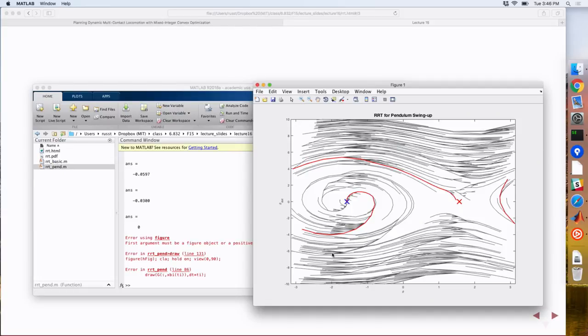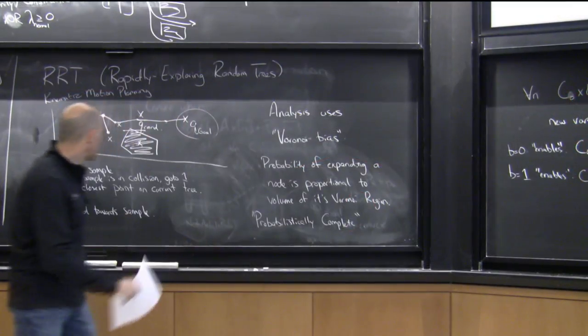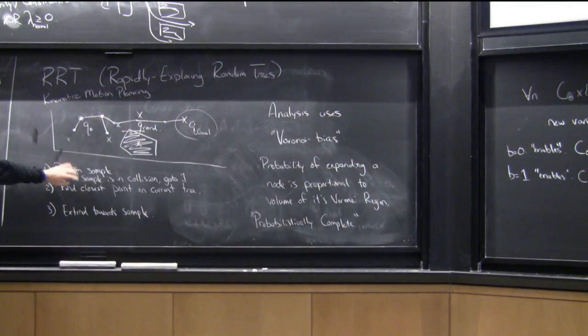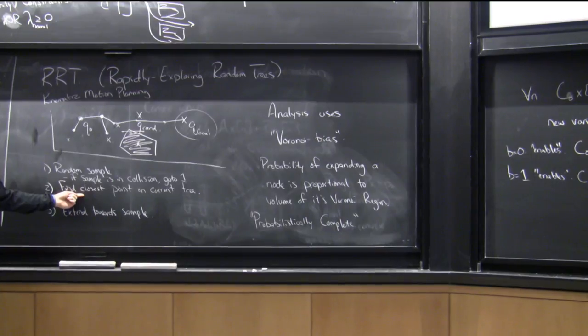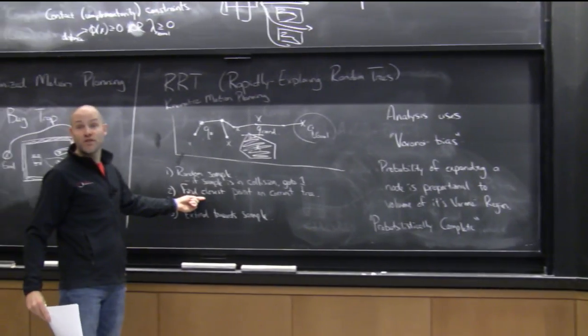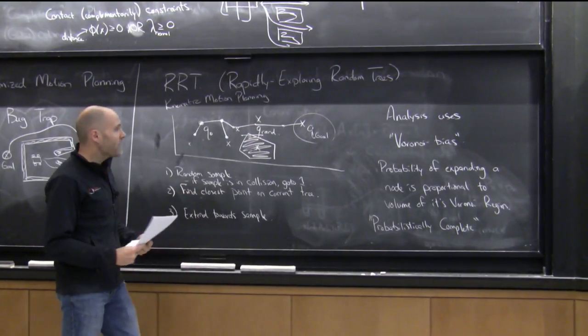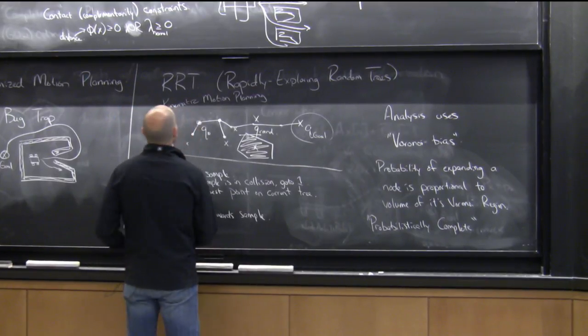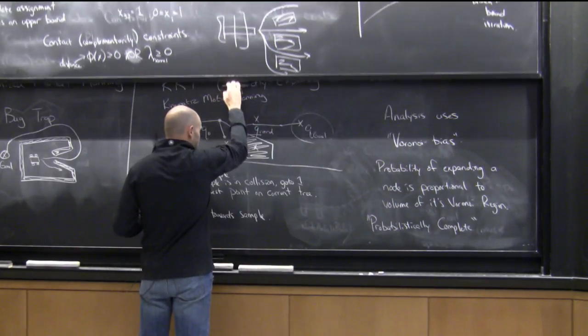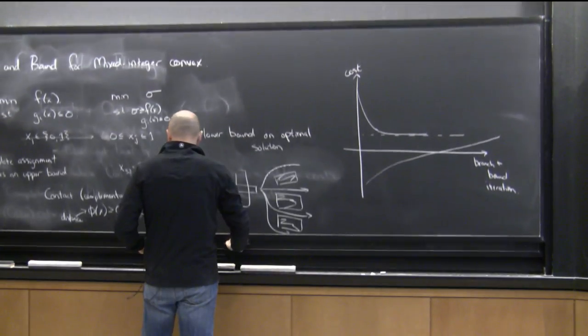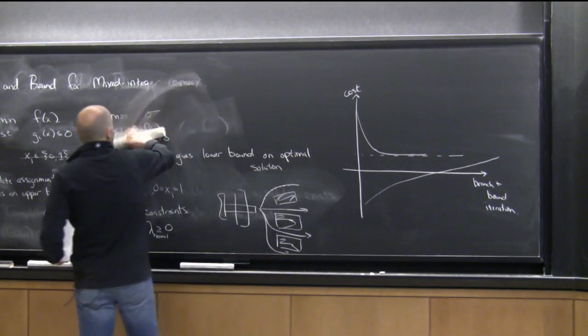If you had a pendulum with obstacles or something like that, this could still solve it, probably in a probabilistically complete sense. But it doesn't feel good yet, because there are three basic steps of the algorithm. I pick my random sample. Finding the closest point in the current tree suddenly has a lot of problems if you have dynamics. Why? Well, the standard Euclidean distance metric is not a good choice for dynamical systems.